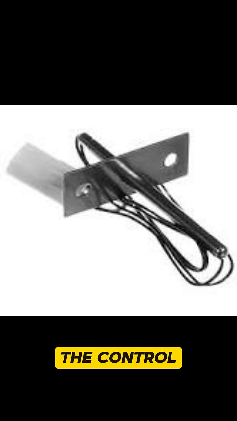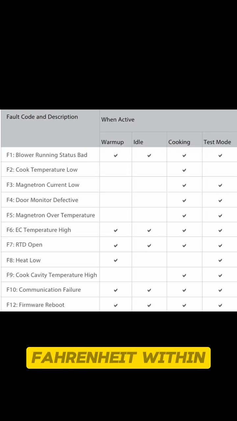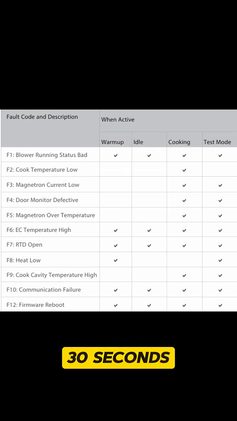F7. RTD open. This fault is displayed when the control detects that one or both of the RTDs is open. The display will show 999 indicating the RTD is open or disconnected. The fault is cleared when the control detects continuity. F8. Heat low. This fault displays when the oven is warming up or during test mode, if the cook cavity temperature fails to rise at least 14 degrees Fahrenheit within a given 30 seconds.